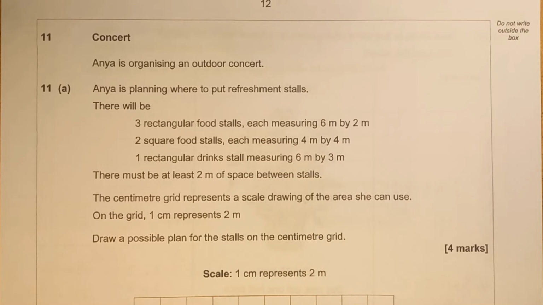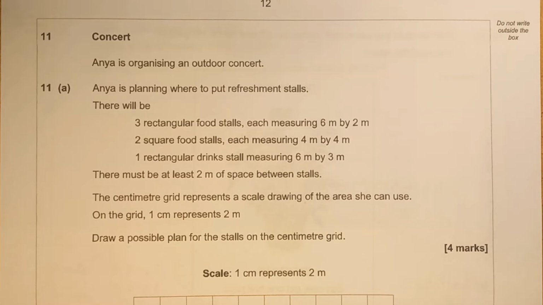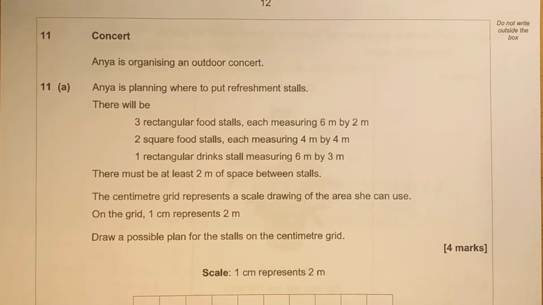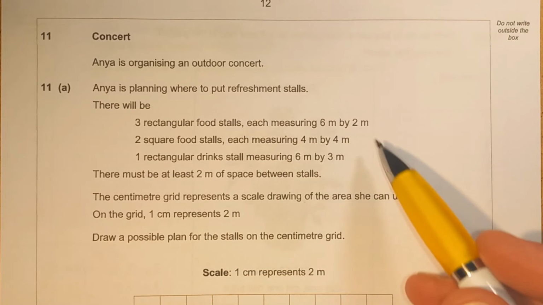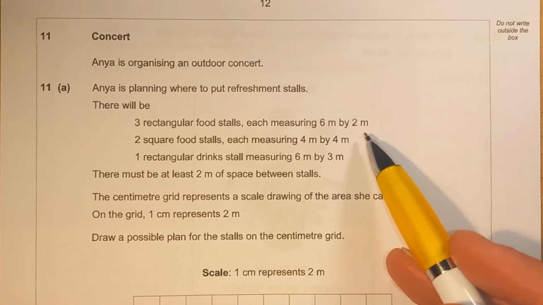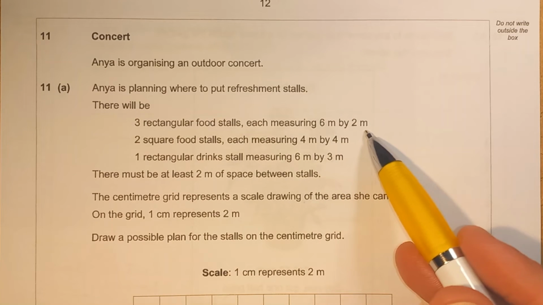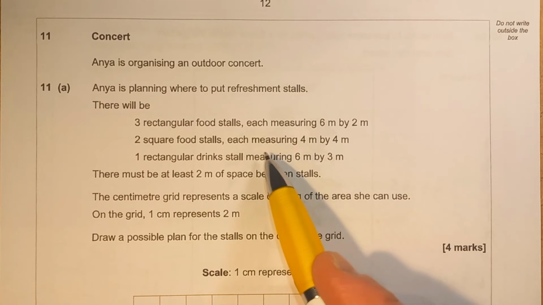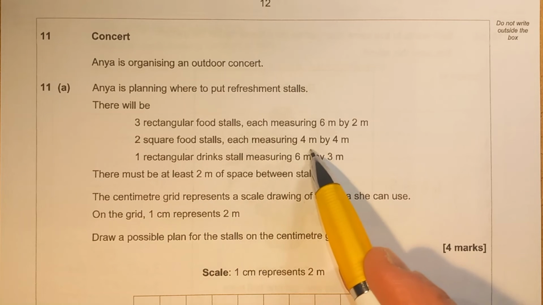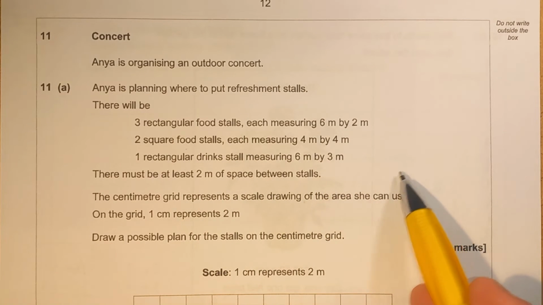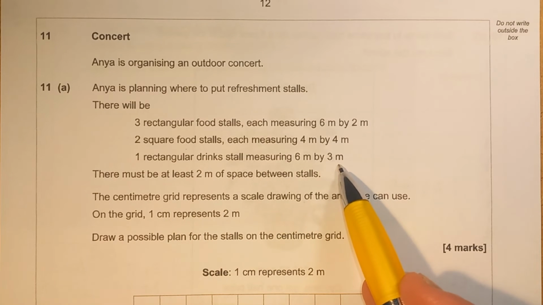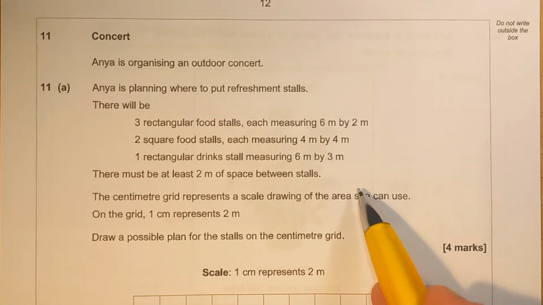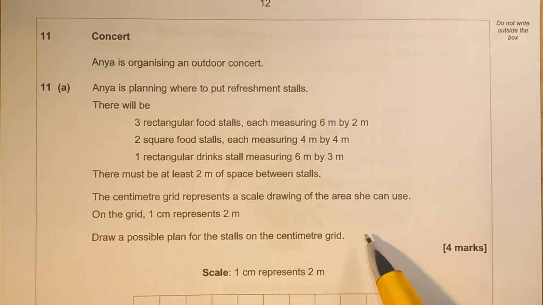Question 11. Concert. Anya is organising an outdoor concert. Anya is planning where to put refreshment stalls. There will be 3 rectangular food stalls, each measuring 6 metres by 2 metres, 2 square food stalls, each measuring 4 metres by 4 metres, and 1 rectangular drink stall measuring 6 metres by 3 metres. There must be at least 2 metres of space between stalls.